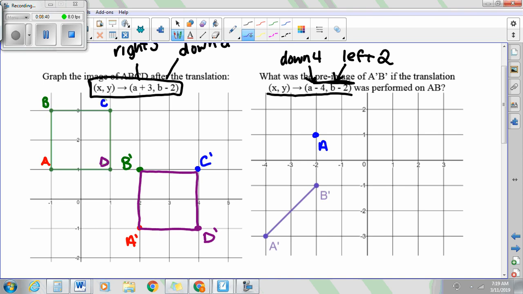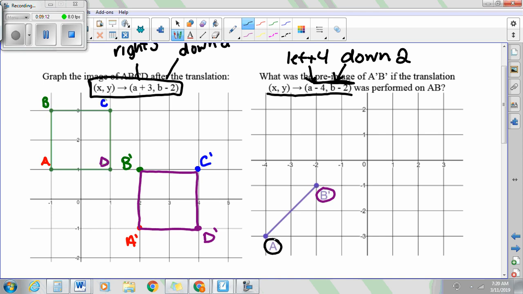Let us do the same thing to B prime. If I want to find the original, I have to do the opposite. So the opposite of down 4 would be up 4. Oh, I apologize. I have done this whole thing wrong. And I'm sorry you guys have to do it because I'm not going to cut this out. A minus 4 actually says to the left 4. Good on you if you caught that. And B minus 2 actually says down 2. I had this mixed up. My apologies.